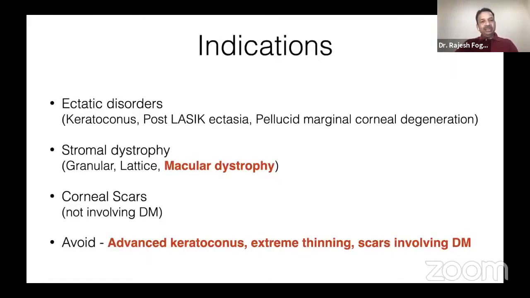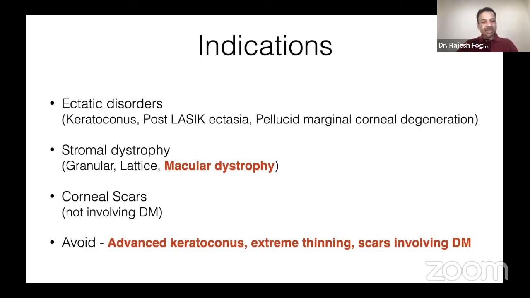So the common indications in our clinical practice are basically ectatic disorders, advanced keratoconus, post-LASIK ectasia, sometimes pellucid marginal corneal degeneration. We do see stromal dystrophies, out of which I think macular dystrophy is something that gives unpredictable response to air injection. You can have corneal scars following trauma or infections, which are not involving the Descemet's membrane.